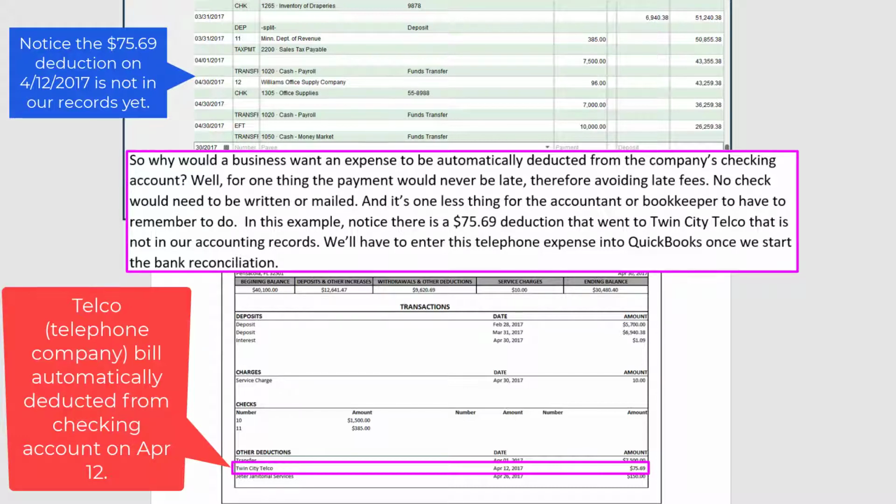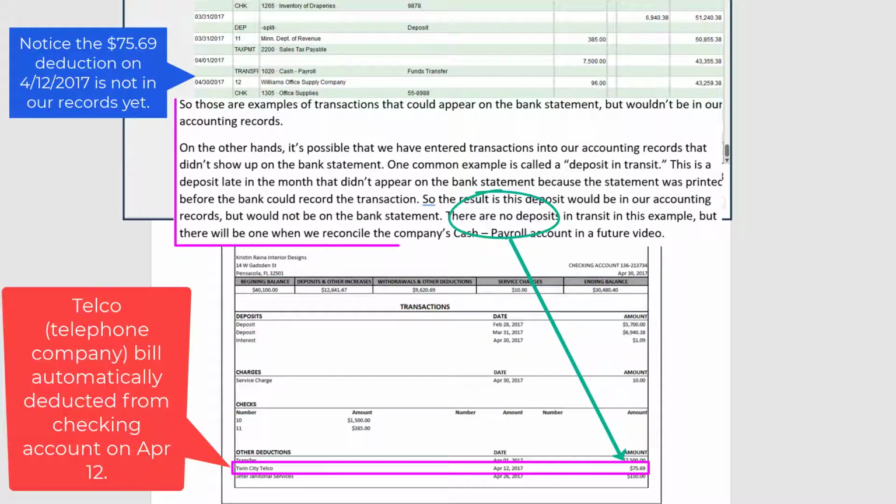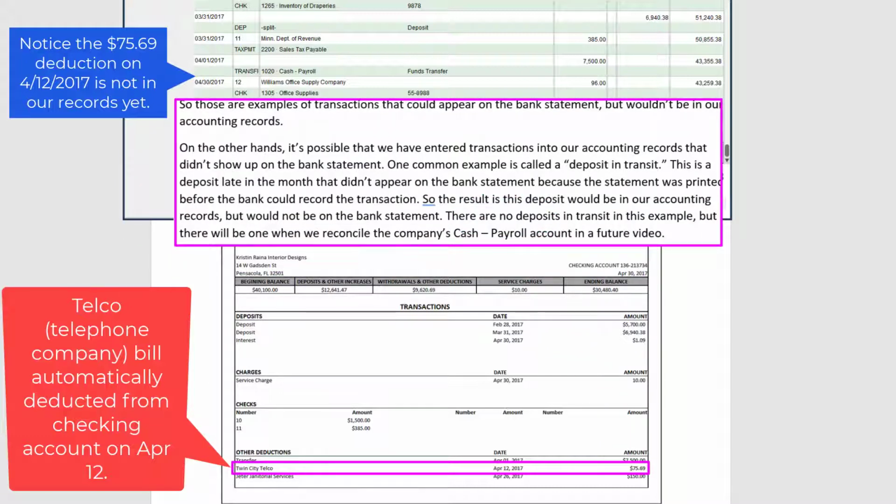In this example, notice there is a $75.69 deduction that went to Twin City Telco that is not in our accounting records. We'll have to enter this telephone expense into QuickBooks once we start the bank reconciliation. So those are examples of transactions that could appear on the bank statement but would not be in our accounting records.